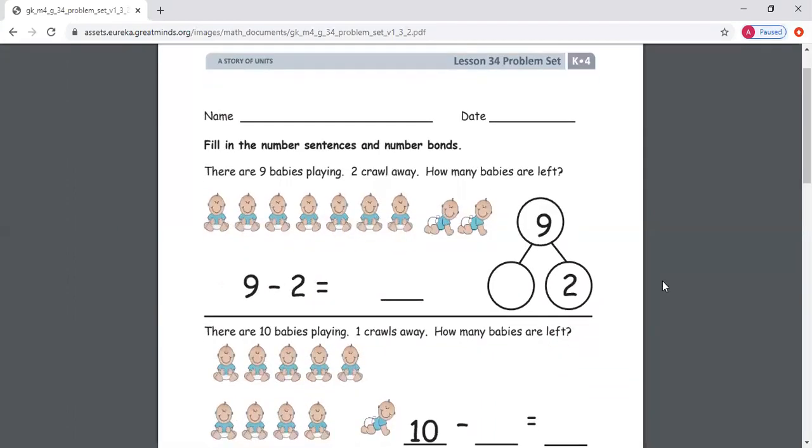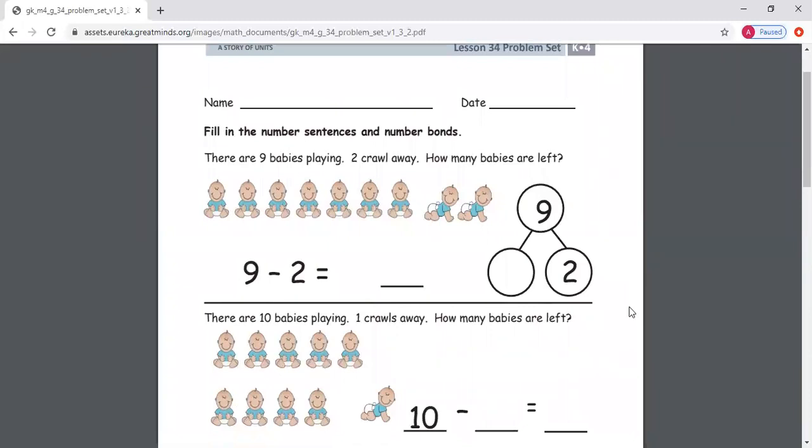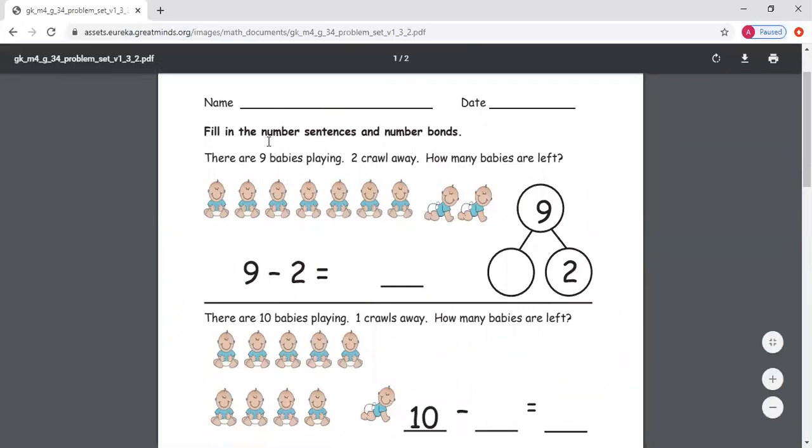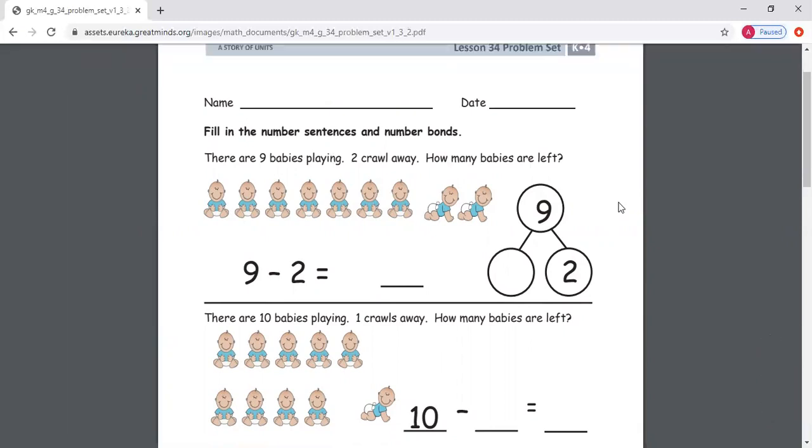Okay, so let's take a look at our first problem. This says, fill in the number sentences and number bonds. So please make sure you have your problem set in front of you and you are looking at this first problem with me. Okay. This story says there are 9 babies playing. I have my 9 babies playing here. 2 crawl away. How many babies are left?